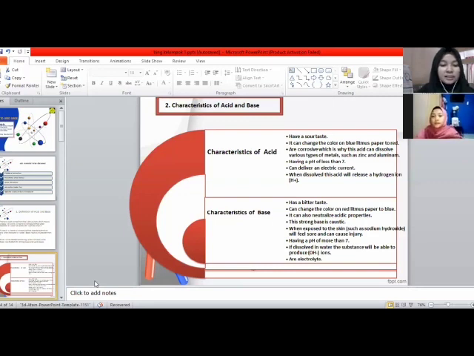Characteristic of base. 1. Has a bitter taste. 2. Can change the color on red litmus paper to blue. 3. It can also neutralize acidic properties. 4. This strong base is caustic. 5. When exposed to the skin, such as sodium hydroxide, will feel sore and can cause injury. 6. Having a pH of more than 7. 7. If dissolved in water, the substance will be able to produce hydroxide ion. 8. Are electrolyte.